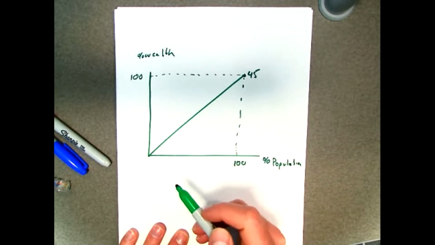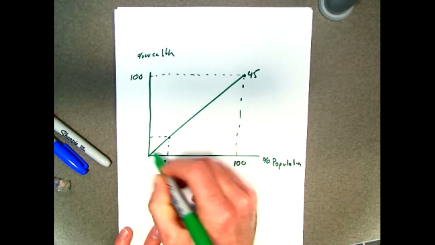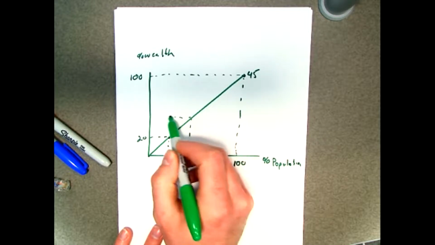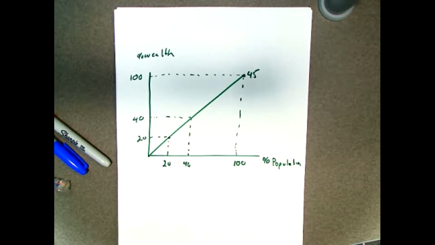What would this line represent if every point in this line is 20-20, 40-40, etc.? This line would represent an economy that's in perfect equality, right? The bottom 20% of people owns 20% of the wealth, and the bottom 40% owns 40%. That's saying every quintile has the exact same percent of the overall income. So we would have this perfect equality.